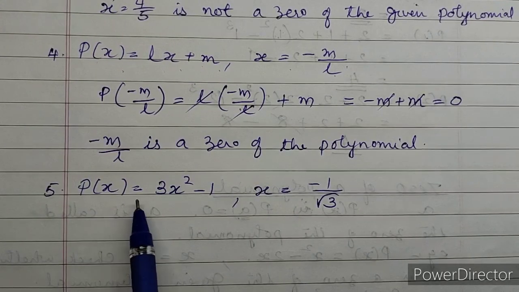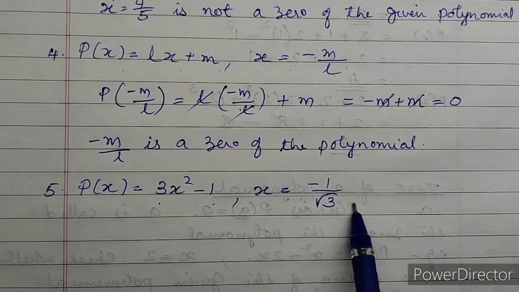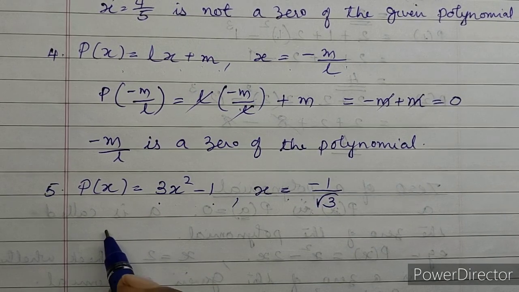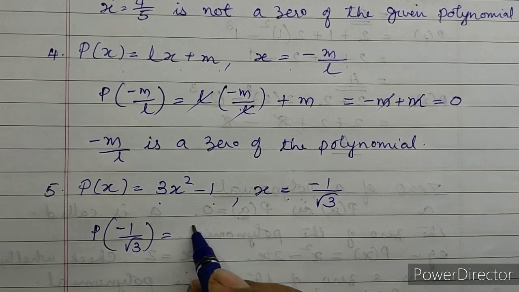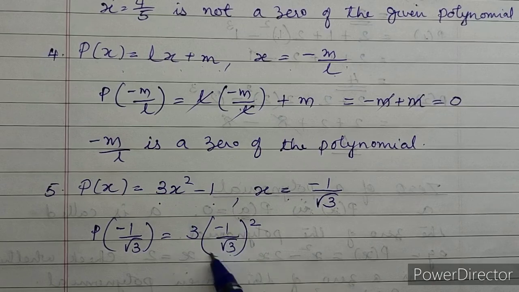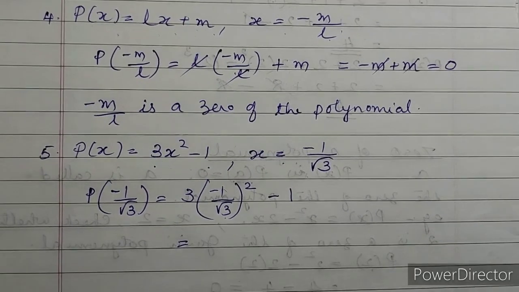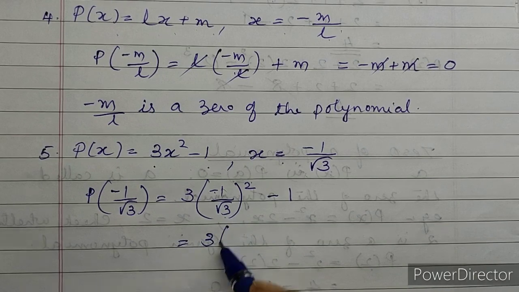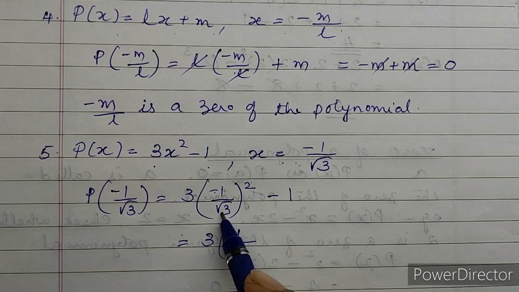The next sum is p of x is equal to 3x square minus 1, where x is equal to minus 1 by root 3. You have to check whether minus 1 by root 3 is a 0 of the given polynomial. For that, you have to find p of minus 1 by root 3, which is equal to 3 into minus 1 by root 3 the whole square, minus 1, which is equal to 3 into this one square. Minus into minus becomes positive, so the answer will be positive. 1 square is 1 only, by root 3 into root 3.